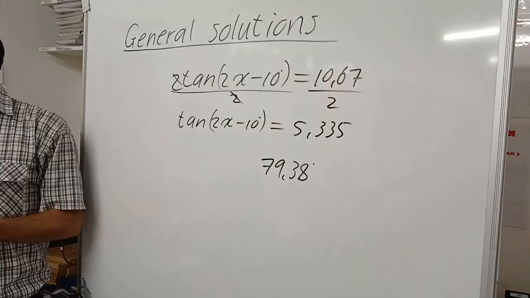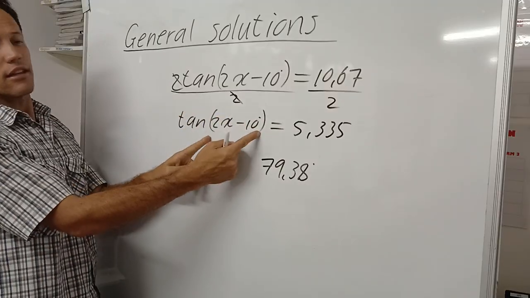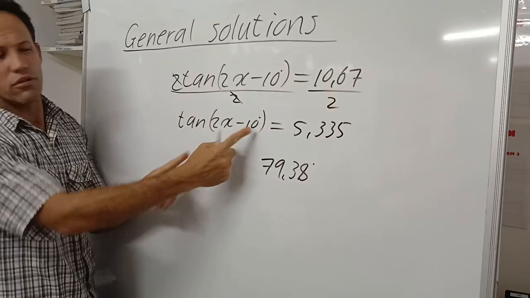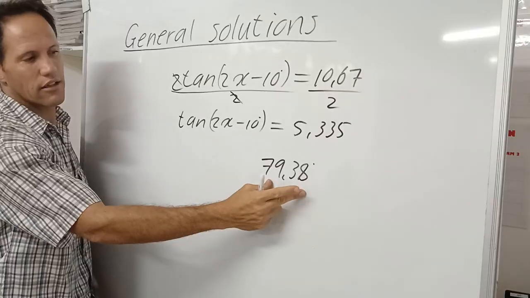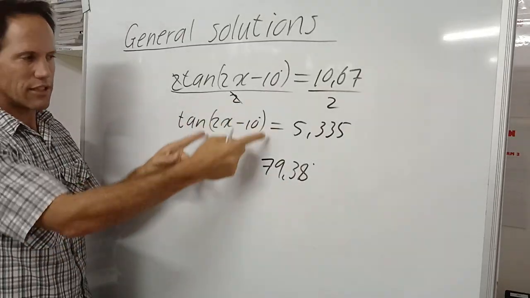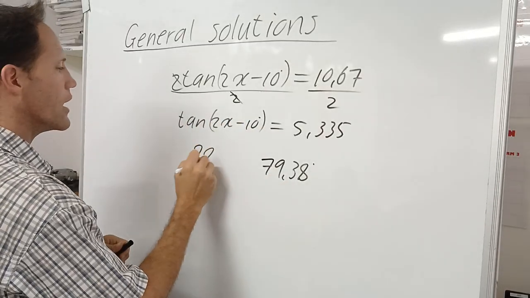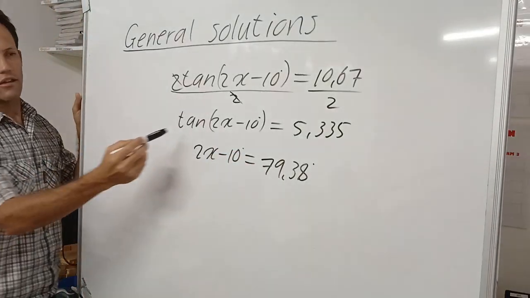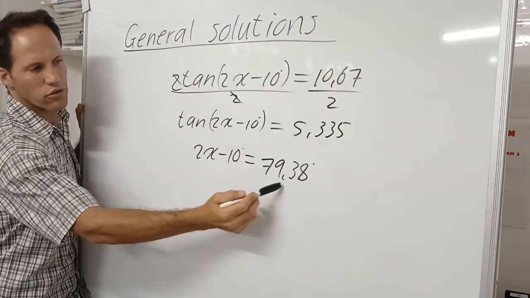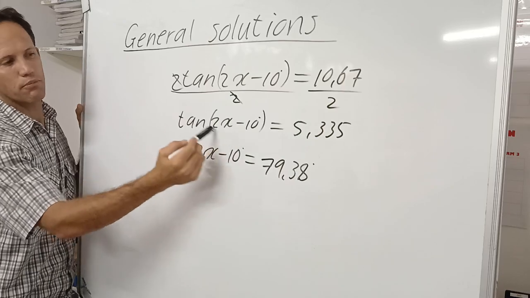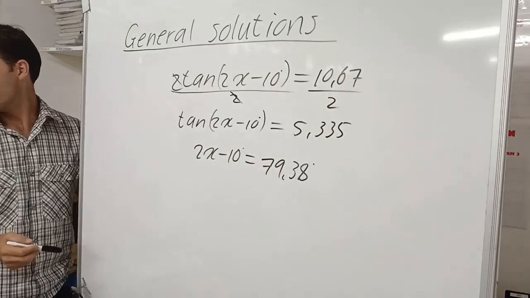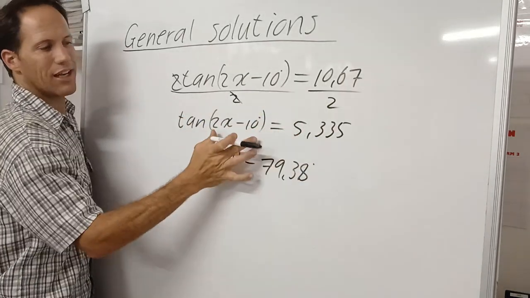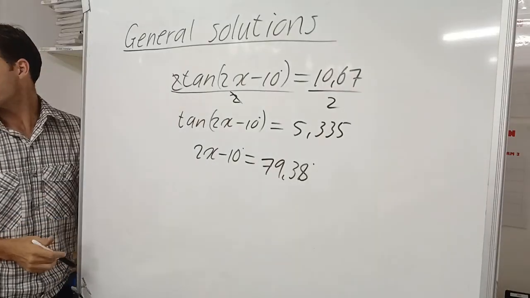It gives you that. So what does that mean? That means the bracket must be equal to 79,38. So that means the bracket, 2x minus 10, must be equal to 79,38. That's what I need to put in the bracket to get that answer. So we took the tan over and we left this part over here.